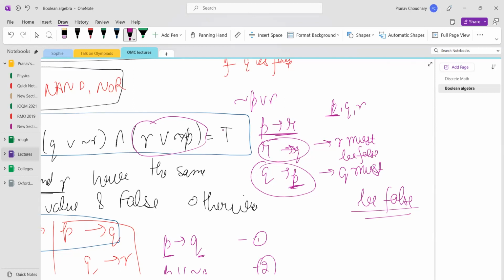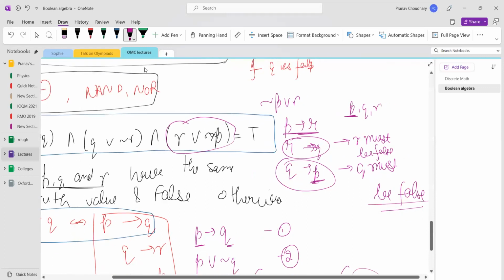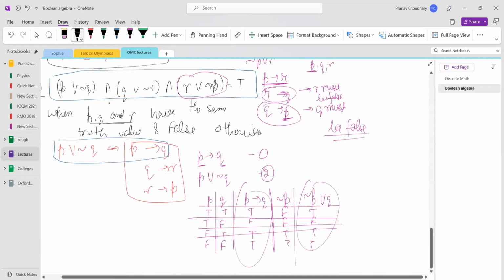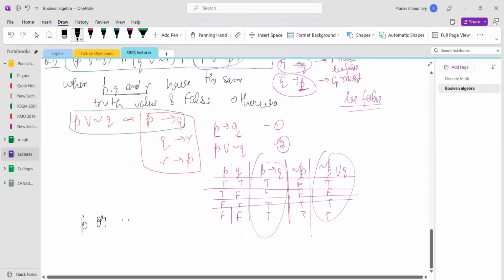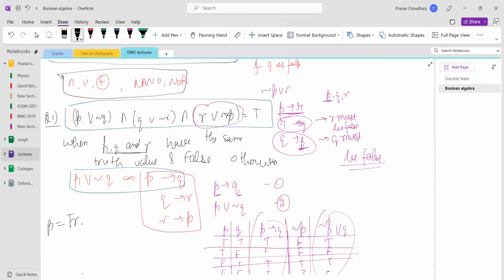I found another proof, sir, which doesn't involve this formula. Go on. The proof is this. Take P or not Q, Q or not R, and R or not P. Now let's prove by contradiction. Assume without loss of generality, P is true and Q is false, because we can take anything. If P is true and Q is false, then for P or not Q and Q or not R to both be true, you have to have R false.